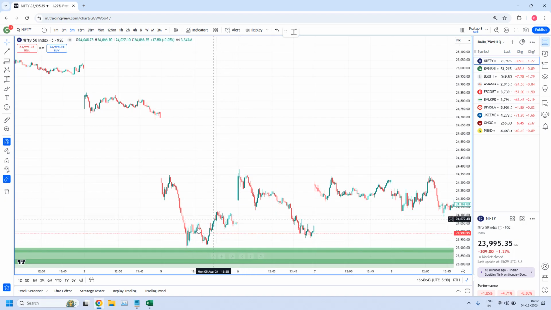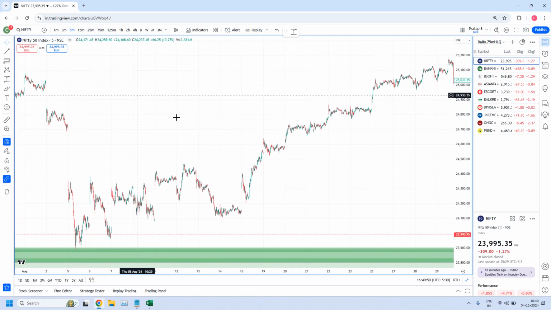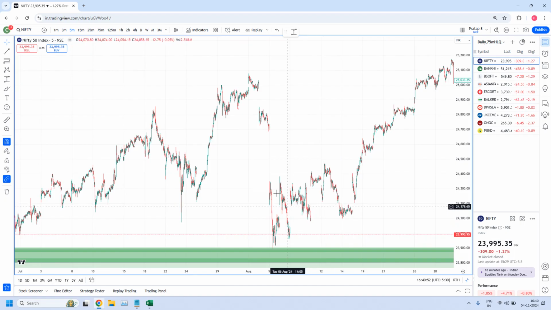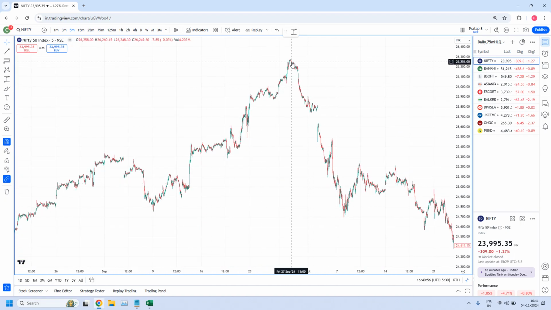On 5th August it gave a very good intraday move. Those people who are holding also would have got a good profit. After that, slowly the prices were moving and finally it gave you nearly a 2000 points move till this all-time high.